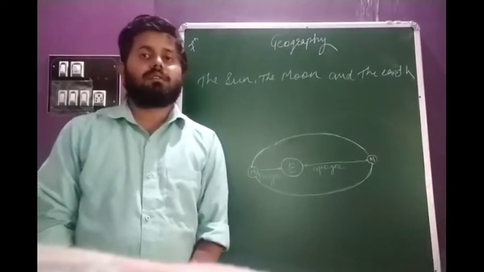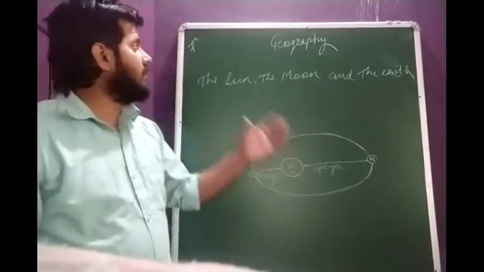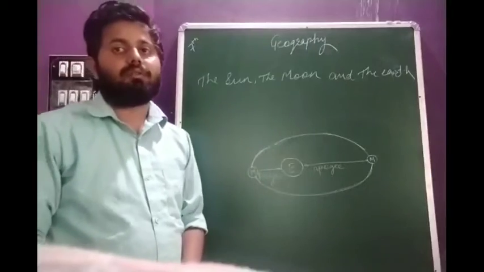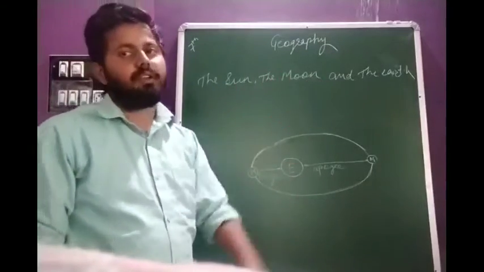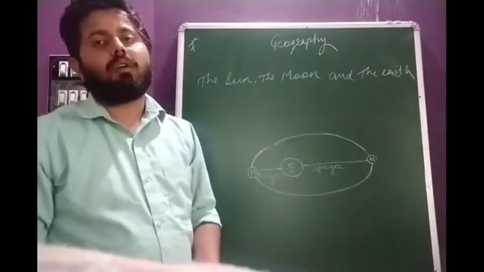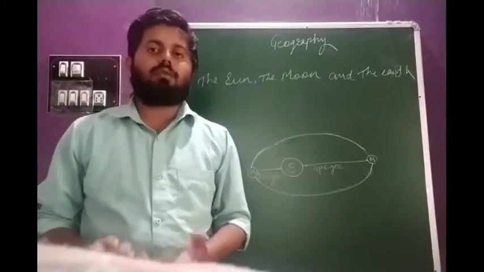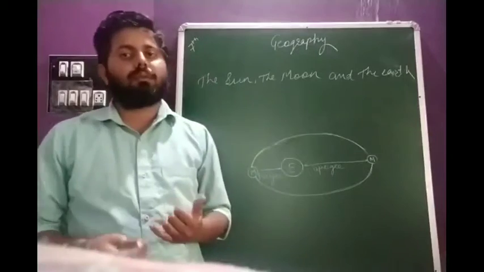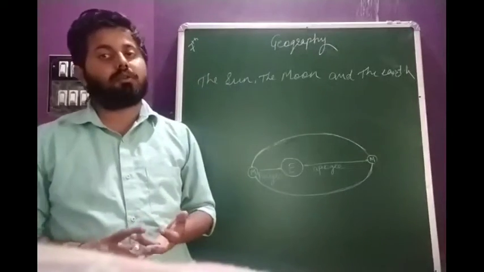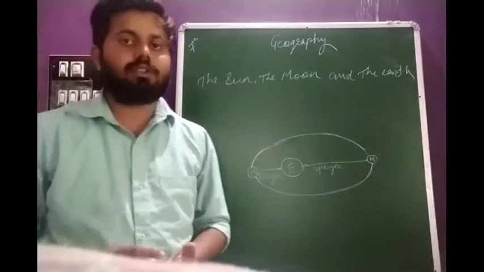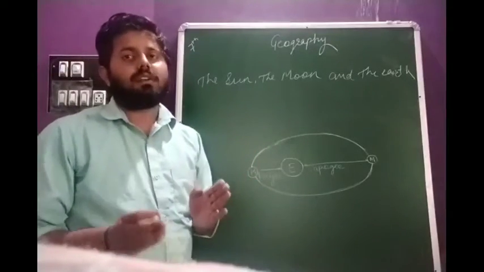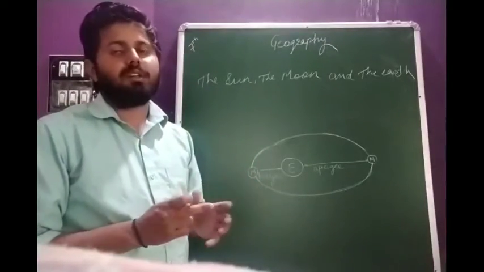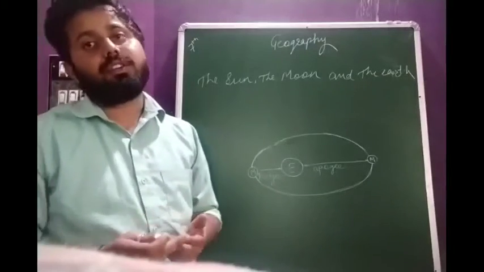Hello everyone. Today we are going to learn the second chapter of Geography Standard 7, that is the Sun, the Moon and the Earth. From the name only we know what we are going to learn in that chapter. We are going to learn about the Sun, about the Moon and about the Earth. As we already learned, the Sun, Moon and the Earth are related to each other.